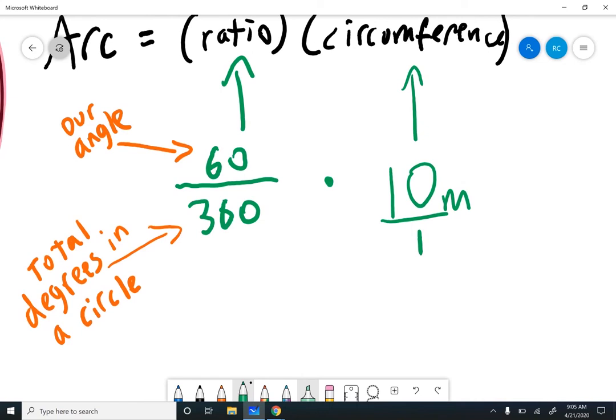60 divided by 360, well, let's see. Both of them are divisible by 10, making it 6 over 36. 6 and 36 are both divisible by 6, so that's 1 over 6. So we end up with 1 over 6 times 10 over 1.